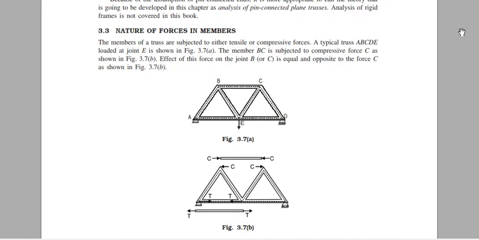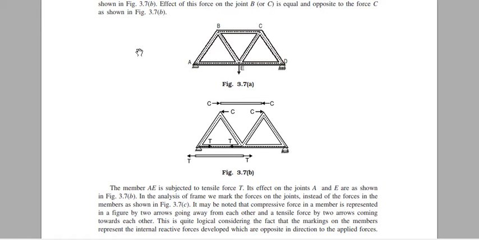3.3 Nature of forces in members. The members of a truss are subjected to either tensile or compressive forces. A typical truss ABCDE loaded at a joint is shown in Fig 3.7, A. The member BC is subjected to compressive force C as shown in Fig 3.7, B. The effect of this force on the joint B, or C, is equal and opposite to the force C as shown in Fig 3.7, B.